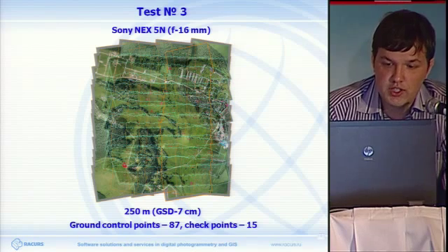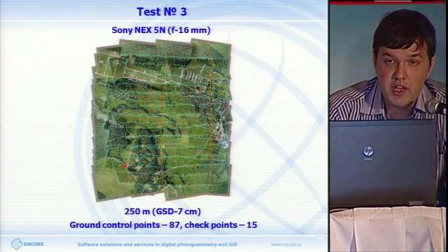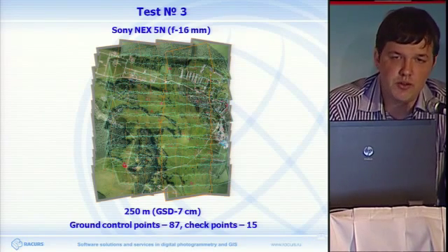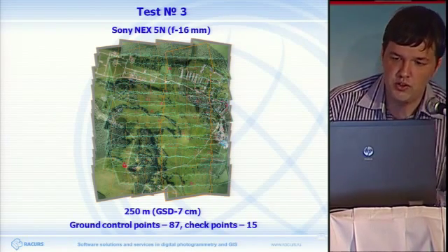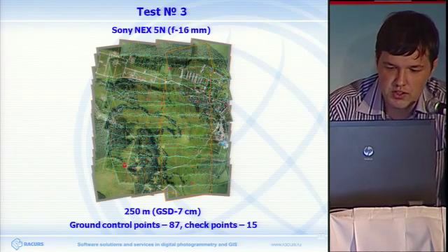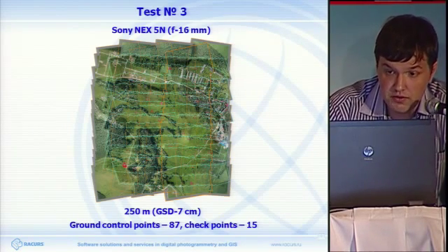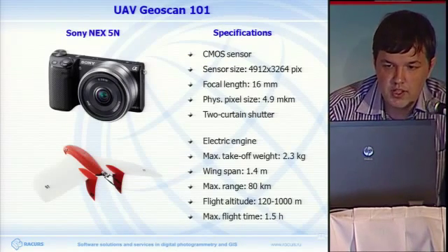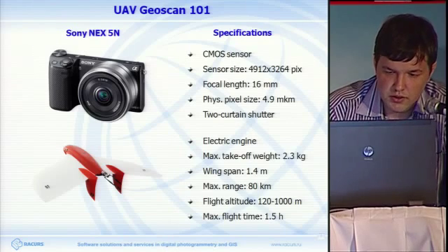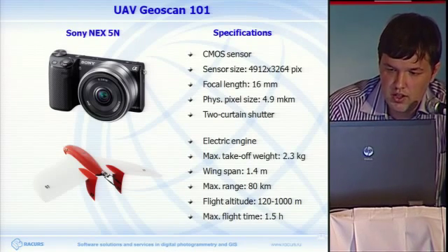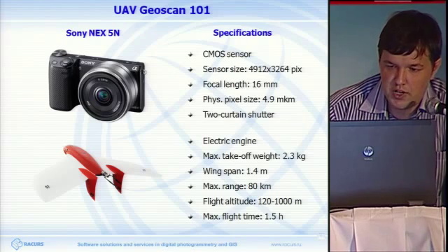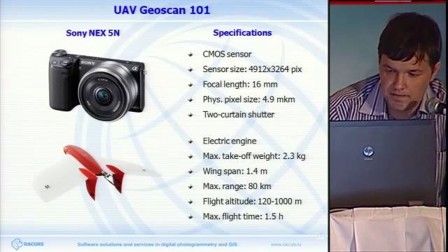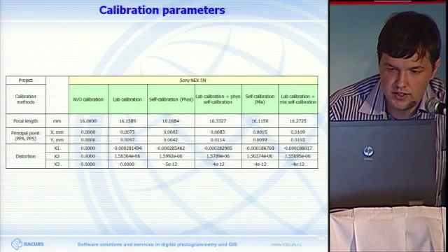Test number 3, involving Sony NX5. These are small, non-professional cameras with 16mm focus, 250mm altitude, and GSD 7 centimeters. This time we used a Micro class UAV. It also uses a plane shutter, and the matrix size is smaller.